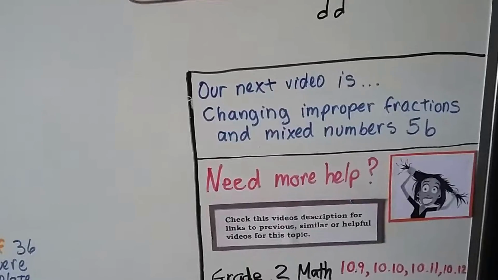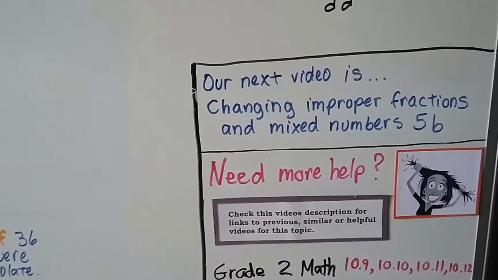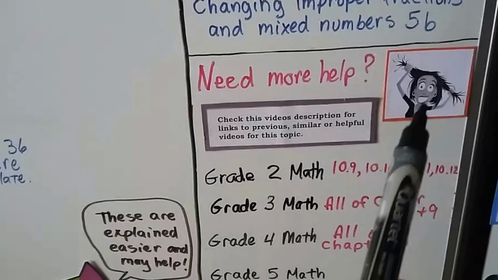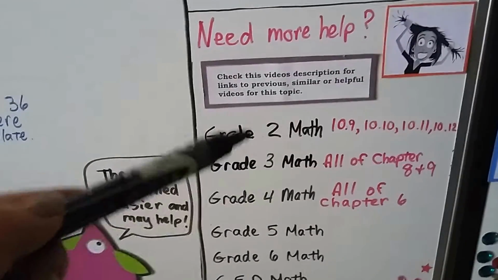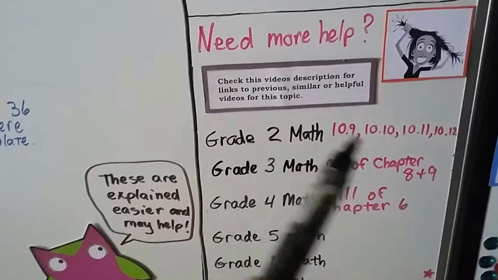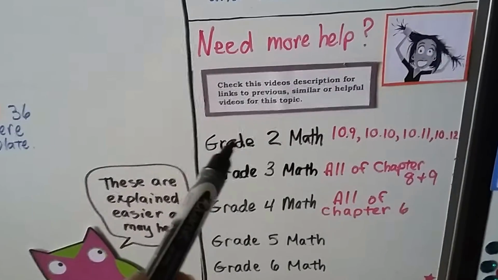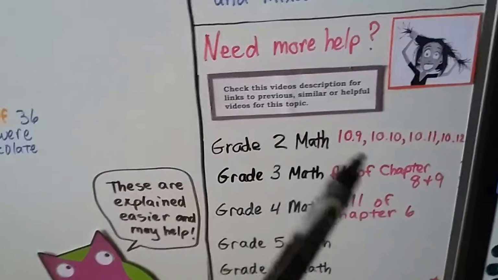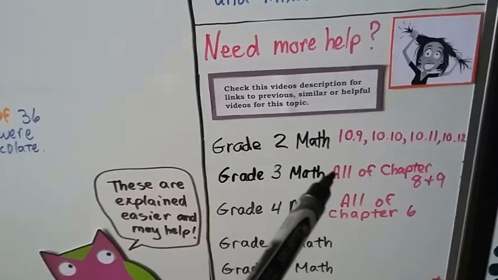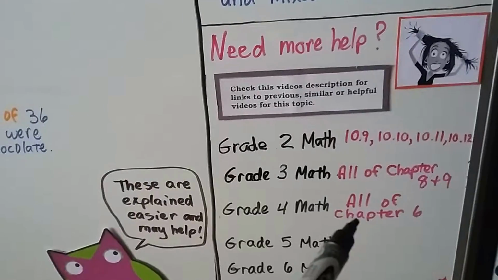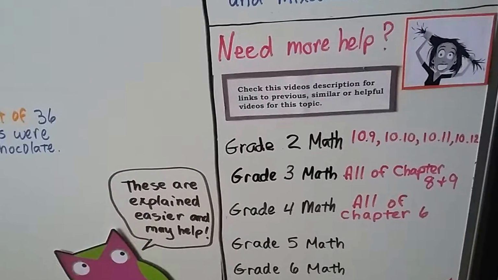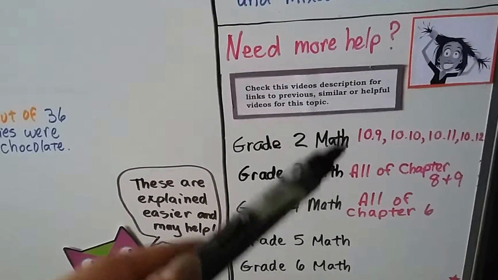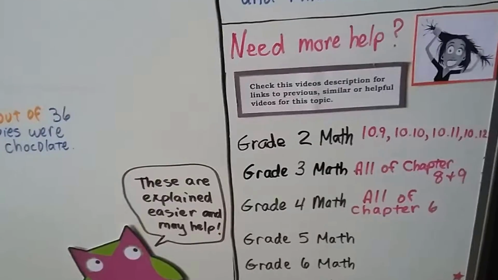And if you don't understand what I'm talking about now, you're going to get yourself confused if you keep moving forward. So if you need more help, click on this video's description and watch these grade 2 math videos. Don't worry that it says grade 2. Who cares? All right? If it's going to give you the information you need, just watch them. All of chapter 8 and 9 for grade 3 math and all of chapter 6 for grade 4 math. So I'm going to have links to the grade 3 and grade 4 math videos and to the playlist, and you should be able to watch those, okay?